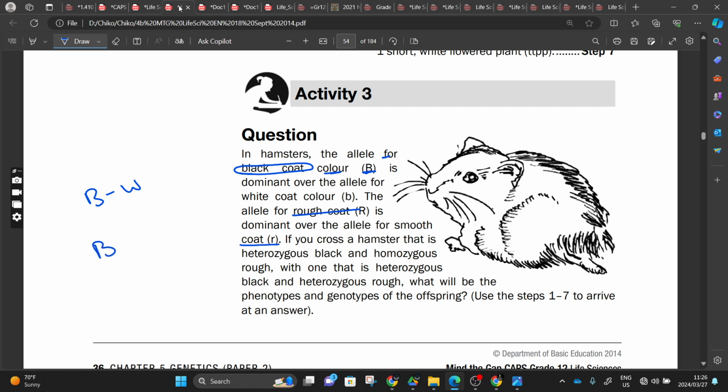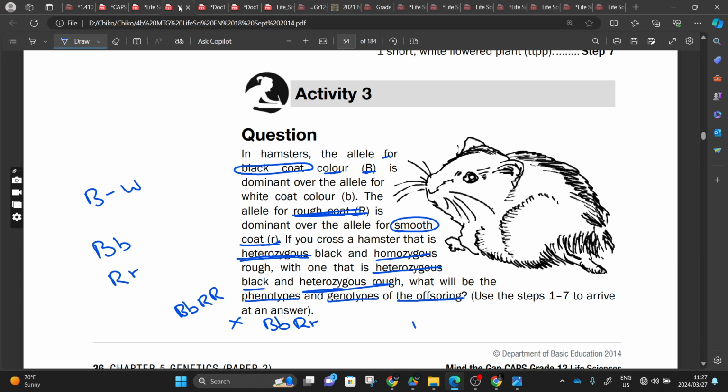Then we have a capital letter B and a small letter b for the color, and a capital letter R for rough and a small letter r for smooth. Then, Barry, if you cross a hamster that is heterozygous black and homozygous rough, it will be like this: capital R. And it is crossed with one that is heterozygous black and heterozygous rough, which will be like this. But what will be the phenotype and genotype of the offspring?